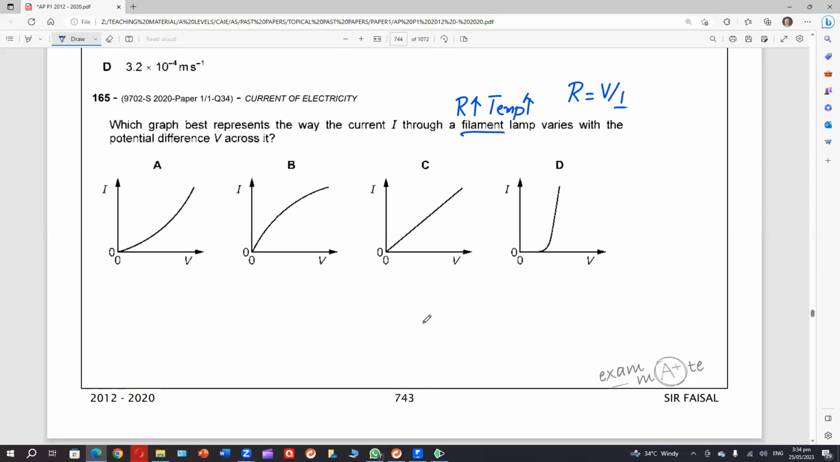So will it be B, the answer? I think B looks fine.